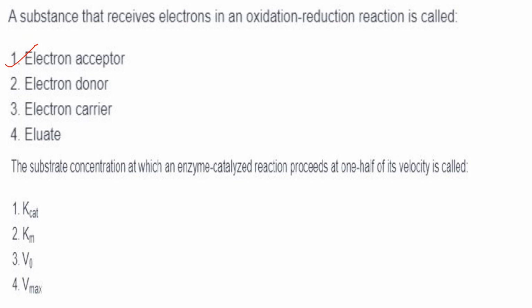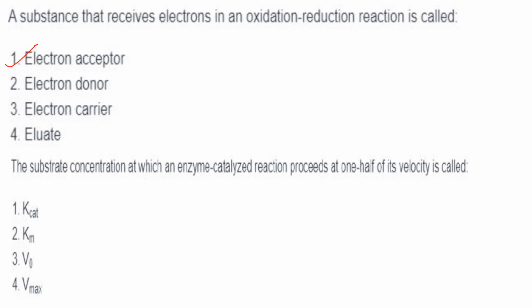Electron donor is the one which donates electrons in a redox reaction. What is eluate? It is a substance that is eluted from the chromatographic column upon washing. It has nothing to do with oxidation reduction reactions. And electron carrier is the one which carries electrons. In a redox reaction, it does not accept or donate electrons.